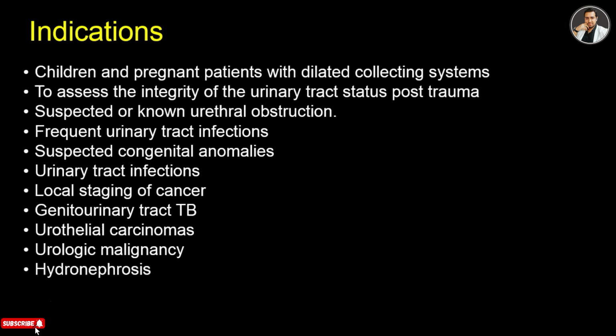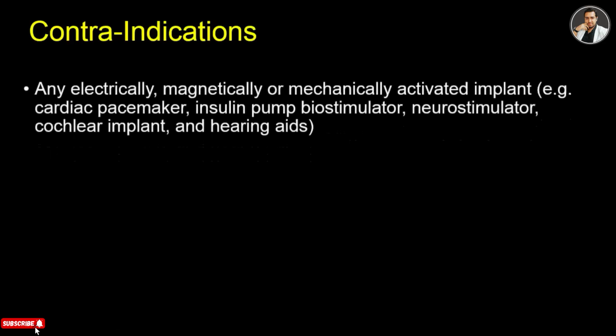And hydronephrosis, so you know hydronephrosis occurs when ureters are dilated with the urine and obstructed inside the ureter, and the renal pelvis is dilated, and the renal cancers, and the hematuria. So hematuria is when blood comes into the urine. So in this condition, it's called hematuria. So these are the indications for MR urography. And so let's look at the contraindications.